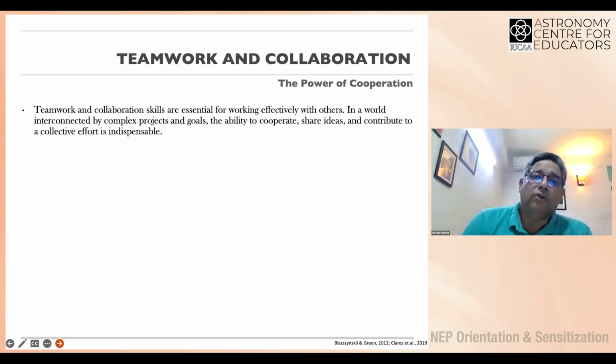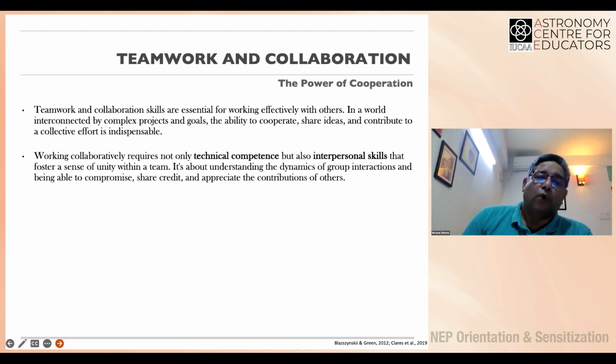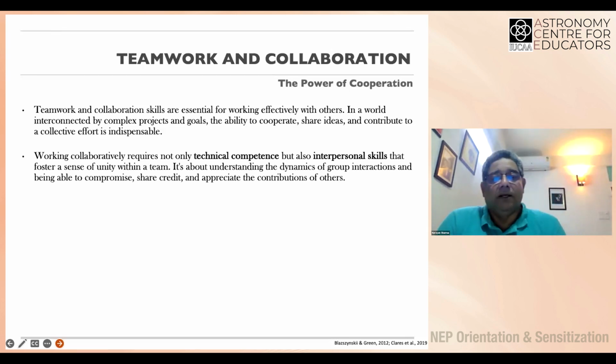And here, not only does your hard skill come into play, but the most important skill that you need to hone when you are working in a team and a collaborative project is the soft skill. So working collaboratively requires not only technical competence but also interpersonal skills that foster a sense of unity within a team. It's about understanding the dynamics of group interactions and being able to compromise, share credit, and appreciate the contribution of others.